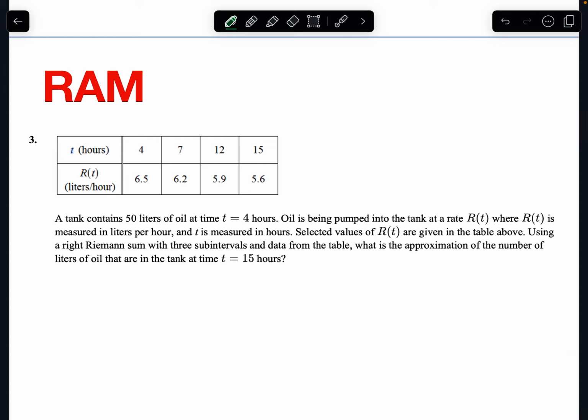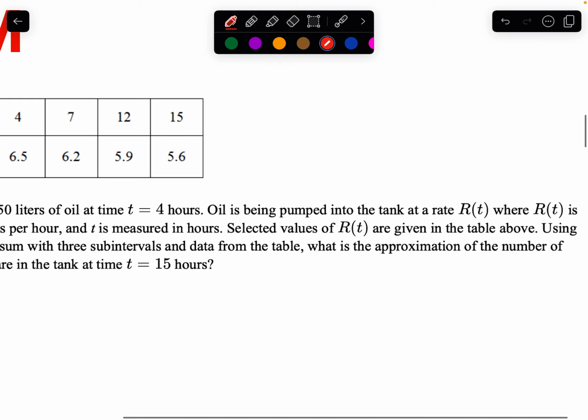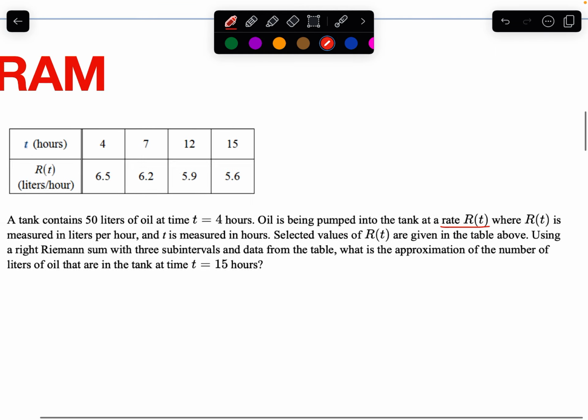This question is going to force us to do some Riemann sum approximation here. You can pause the video and read this paragraph now if you want to. Ultimately here, we are asked to find an approximation for the number of liters of oil that are in this tank at time t equals 15. And we have to recognize that in this table, we are given values of R of t, where R of t is the rate at which oil is pumped into this tank.